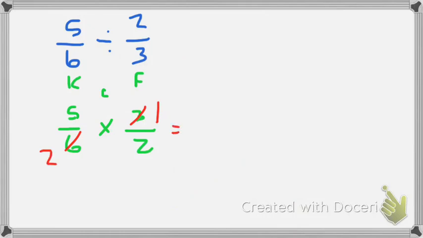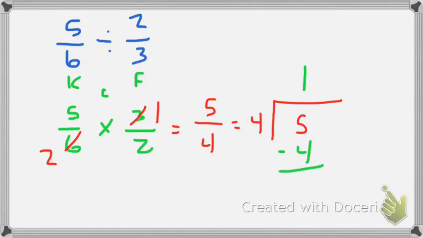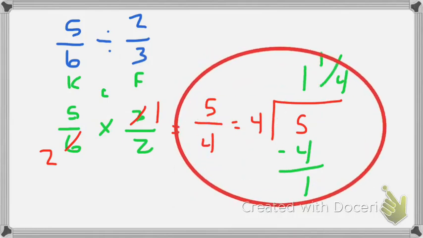So now I just go 5 times 1 is 5, 2 times 2 is 4, and I have to change this to a mixed number, so 5 divided by 4. 4 goes into 5 1 time, and I have 1 as a remainder, so that becomes my numerator, so I have 1 and 1/4. Now this right here, we've done this before when we multiplied fractions, so they know how to do this already.